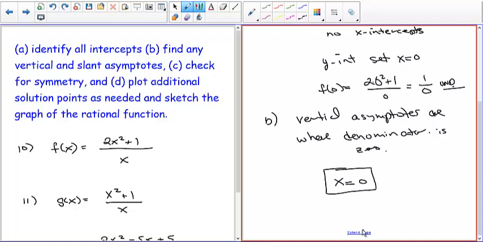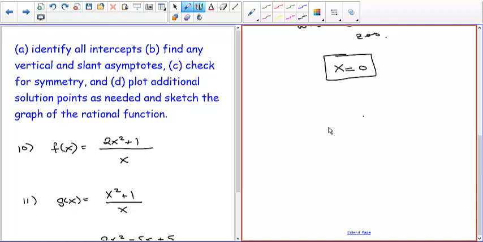Okay, now the slant. So what you do is you take your numerator, make sure you put a 0 in there for if anything's missing, and you divide that by the denominator.